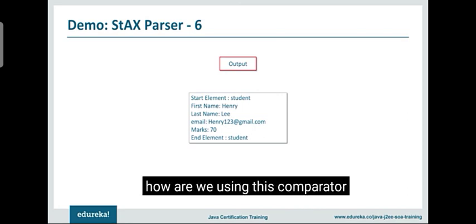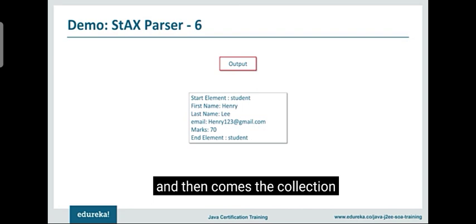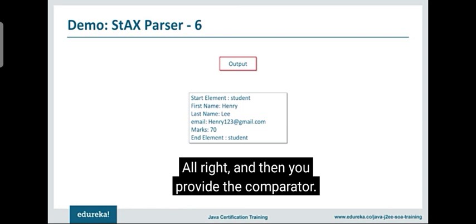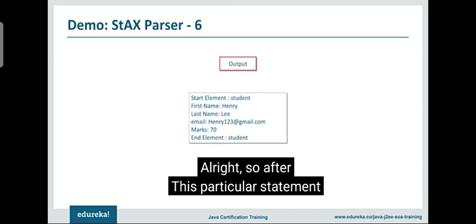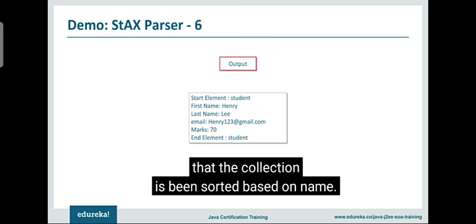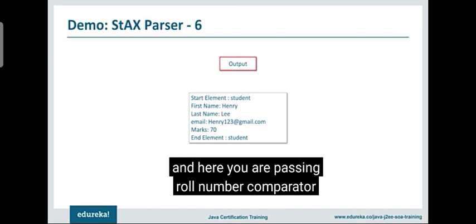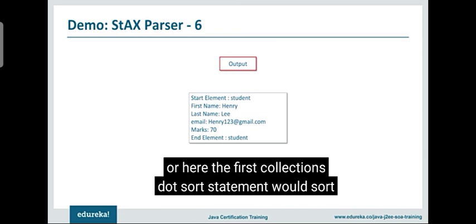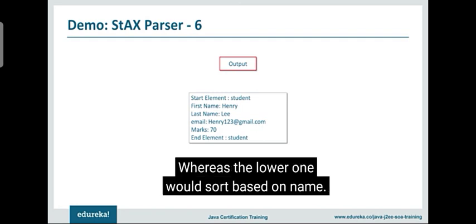As you could see here, how we use this comparator is you have Collections.sort, and then comes the collection that you want to sort, in this case AL2. And then you provide the comparator. Here you are providing new NameComparator. After this statement is called, the collection has been sorted based on name. In the first Collections.sort statement you pass RollNumberComparator, which would sort based on roll number, whereas the lower one would sort based on name.